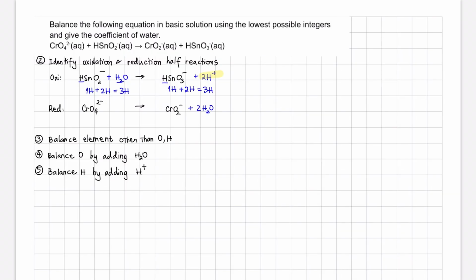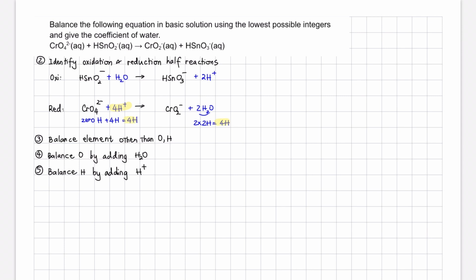That way we'll have a total of 3 hydrogen on the left, and that's equal to 3 hydrogen on the right. Moving on, let's look at the reduction half. We have 0 hydrogen on the left, and we have 4 hydrogen from 2H2O on the right. So in order to balance it out, we need to add 4 H plus to the left, and that way both sides have 4 hydrogen.